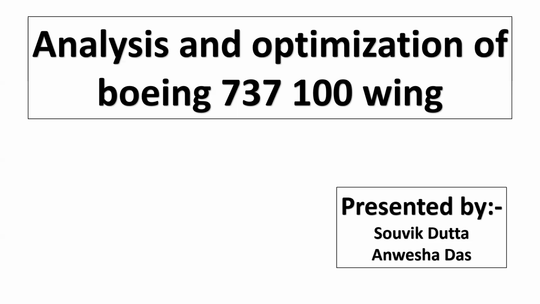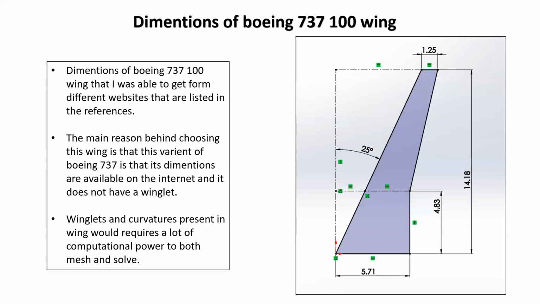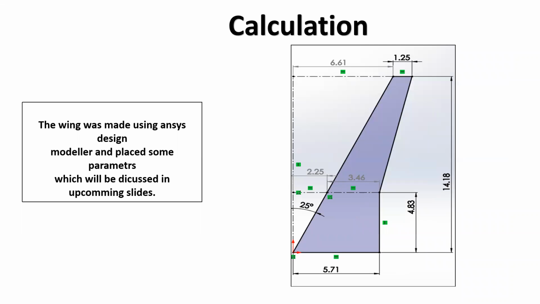Our project topic is analysis and optimization of the Boeing 737-100 wing. What is the Boeing 737-100? It's nothing but an aircraft manufactured by the Boeing company. Why have we selected the Boeing 737-100 wing? Because its dimensions are available on the internet, and the second reason is that it has no winglet. Having a winglet and curvature on a wing will require a lot of computational power for both meshing and solving. Here we get the dimensions from the internet.